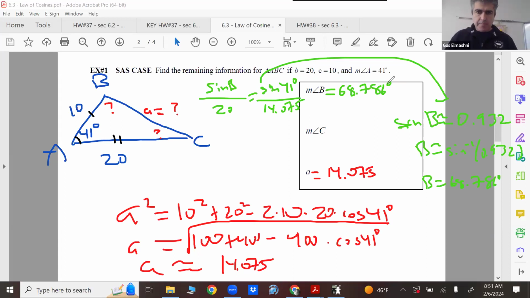And then I do 180 minus that to get the other angle. 180 minus 68.76 minus 41, and you get 70.24 degrees. And that's that.